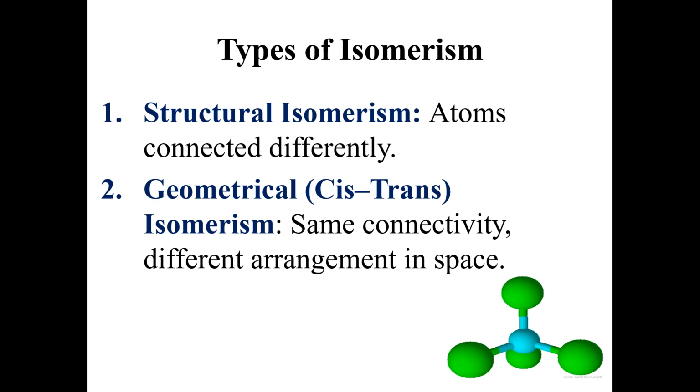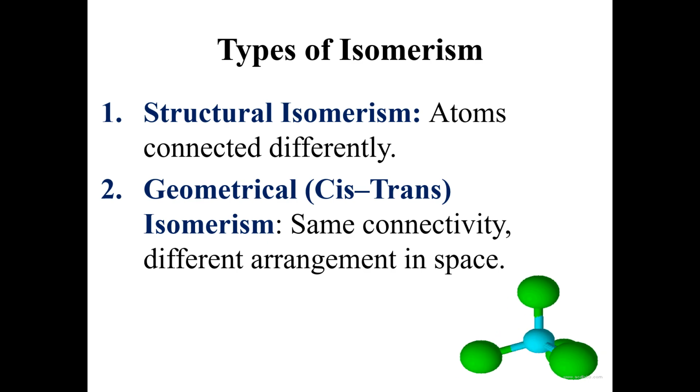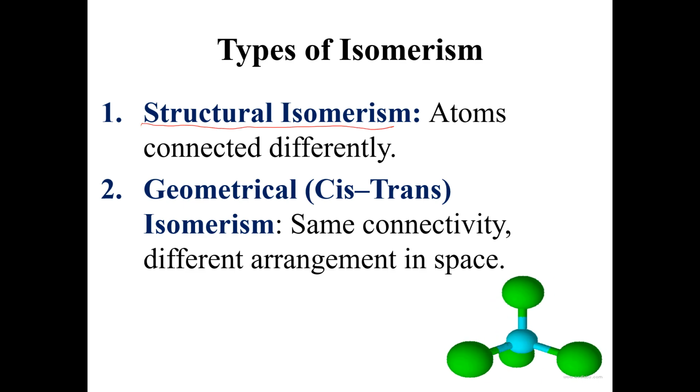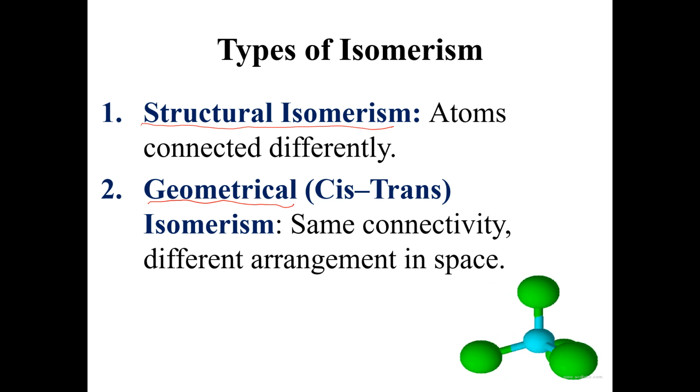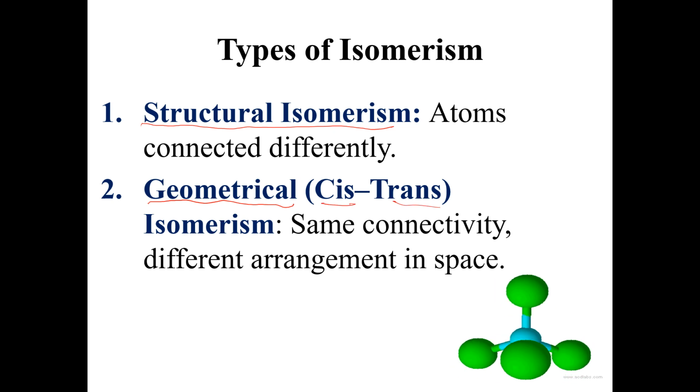Let's dive into the different types of isomerism. We have two major types of isomerism, where the first one is structural isomerism, and the second is geometrical isomerism. And in geometrical isomerism, we have the cis and trans. We shall be able to know what cis means, what trans means, looking at even examples of a compound which exhibits cis and the one which exhibits trans.